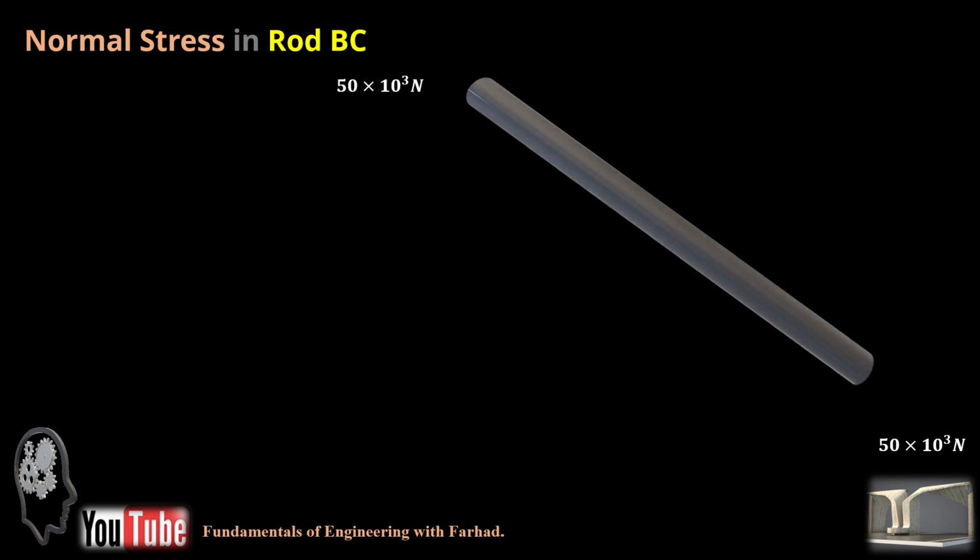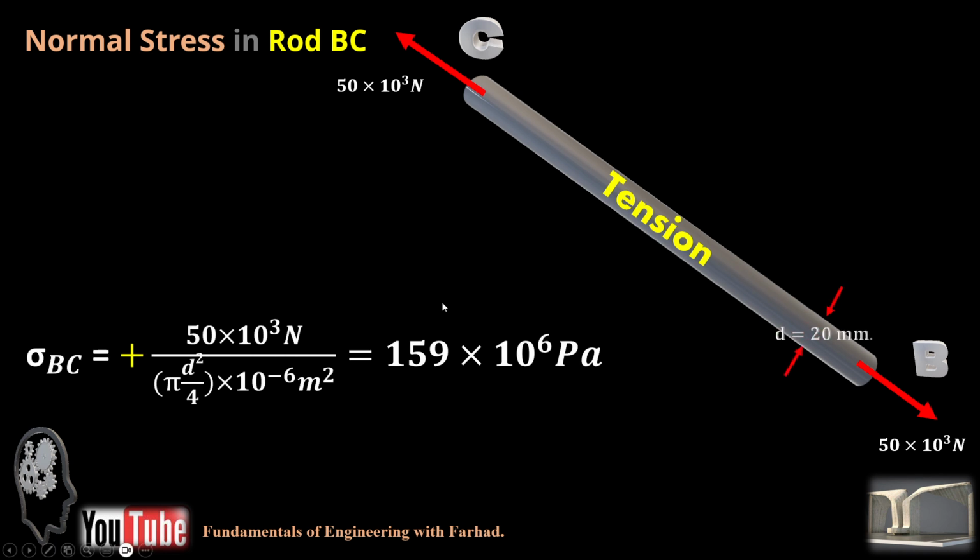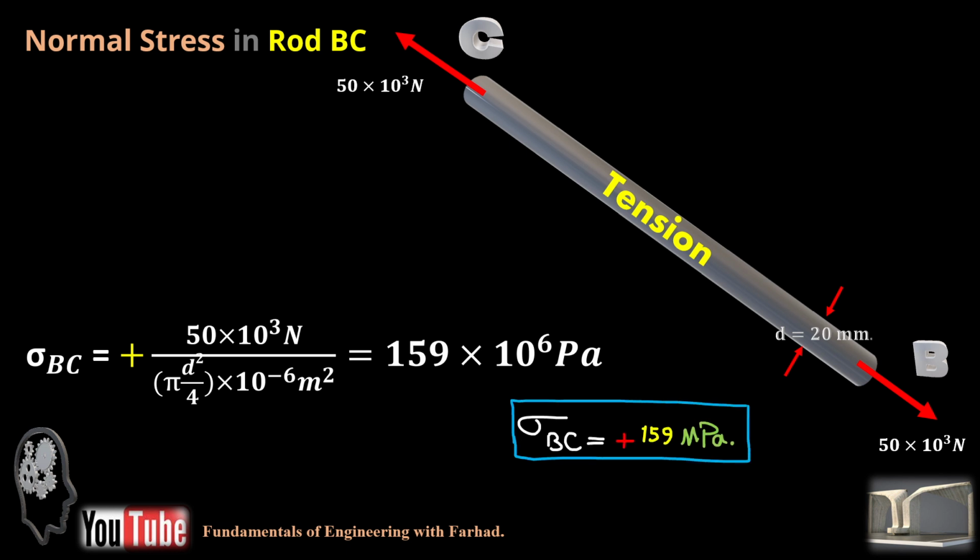Then if we move on to rod BC, it handles a 50 kilonewton tensile force at both ends, and we have the diameter as well. Sigma, the normal stress at BC, is positive because it's a tension. It is the force over the area, which is pi times d squared over 4 times 10 to the negative 6 meters squared, and it gives us 159 megapascal, or 10 to the 6 pascal. Now we have the normal stresses in our members.